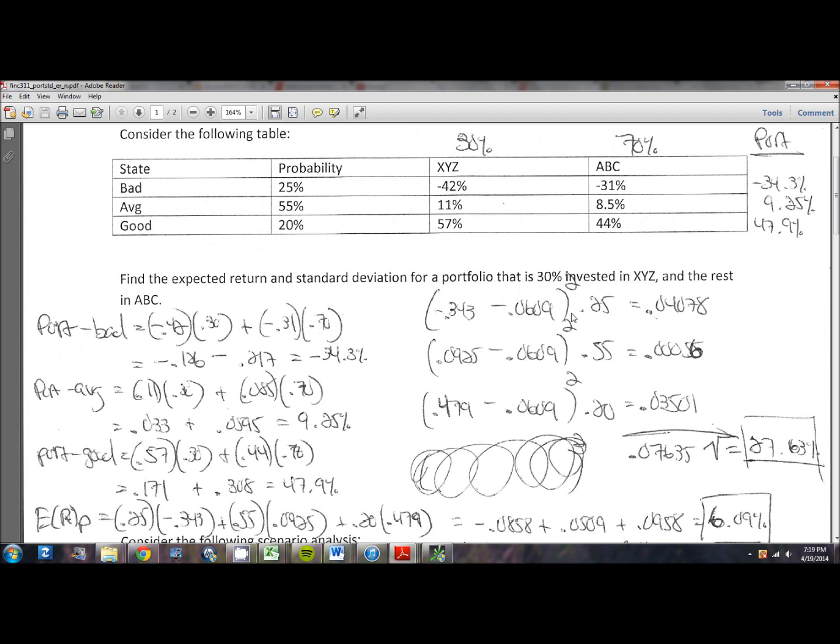This is the bad state, this is the average state, this is the good state, right? Again, return minus expected return, return minus expected return, return minus expected return. Square all those deviations, weight them all by the probability, and you come up with a result for each of your states. Then step 4, you simply add those results, and then step 5, you take the square root of the sum.